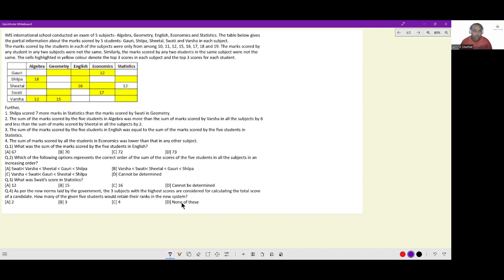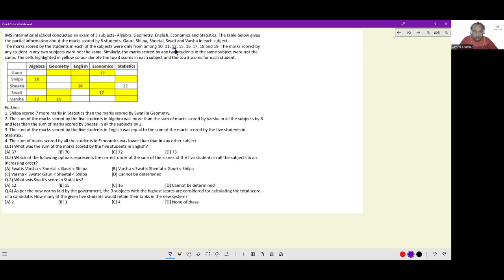The marks scored by any student in any 2 subjects was not the same. So every row is supposed to be distinct numbers. Similarly, the marks scored by any 2 students in the same subject were not the same. So every column is also supposed to have different numbers. The cells highlighted in yellow color denote the top 3 scores in each subject and the top 3 scores for each student. With this information, look at this.